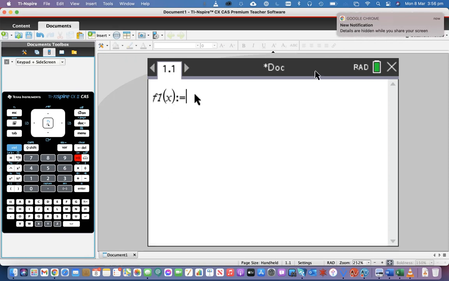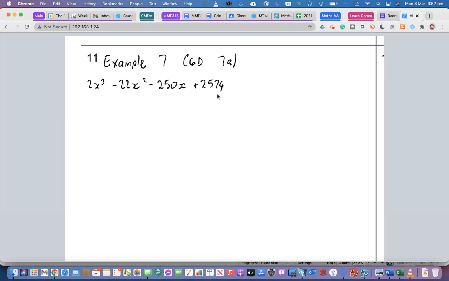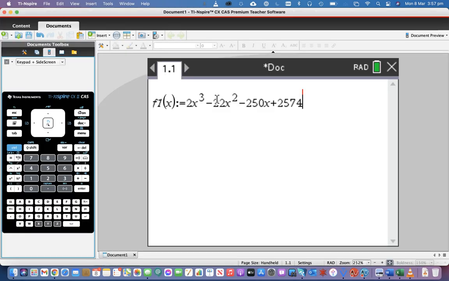F1 of x becomes equal to, and then we put in the formula. Do you reckon I can remember it? 2x cubed minus 22x squared minus 250x plus 2574. What do you reckon? I think that's right. Done. That's nice to know, isn't it?